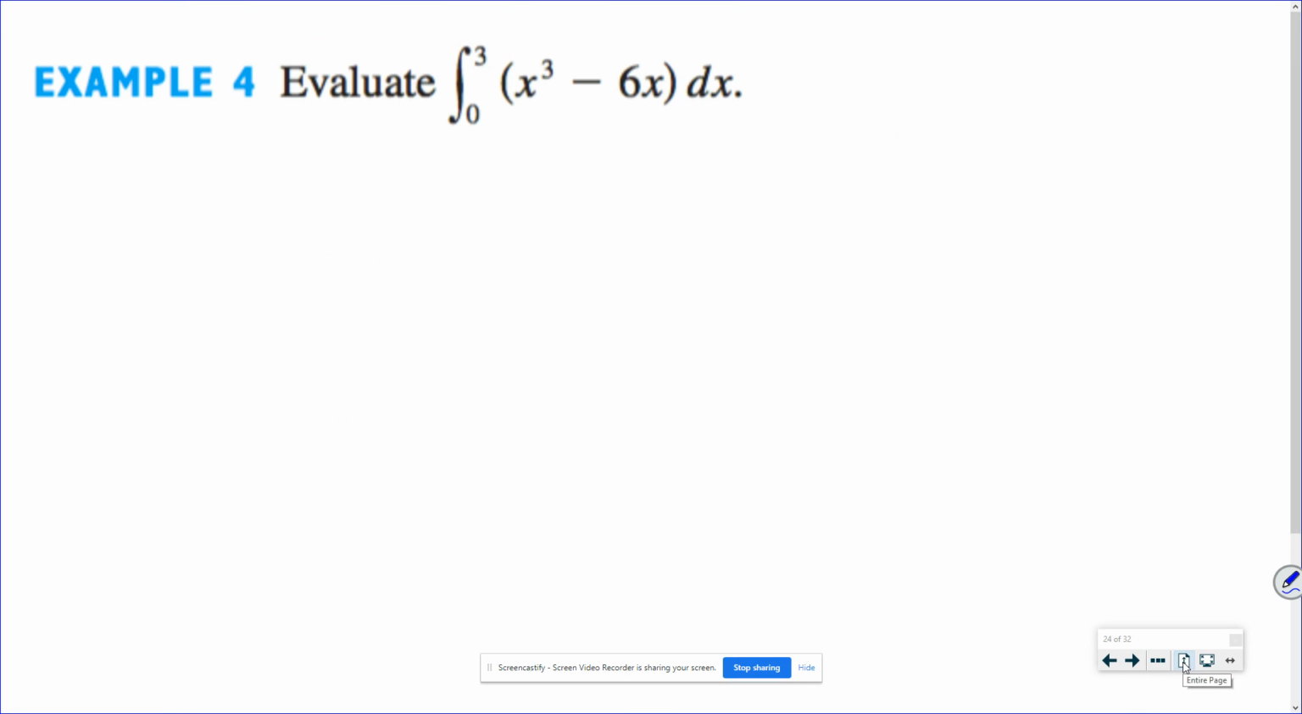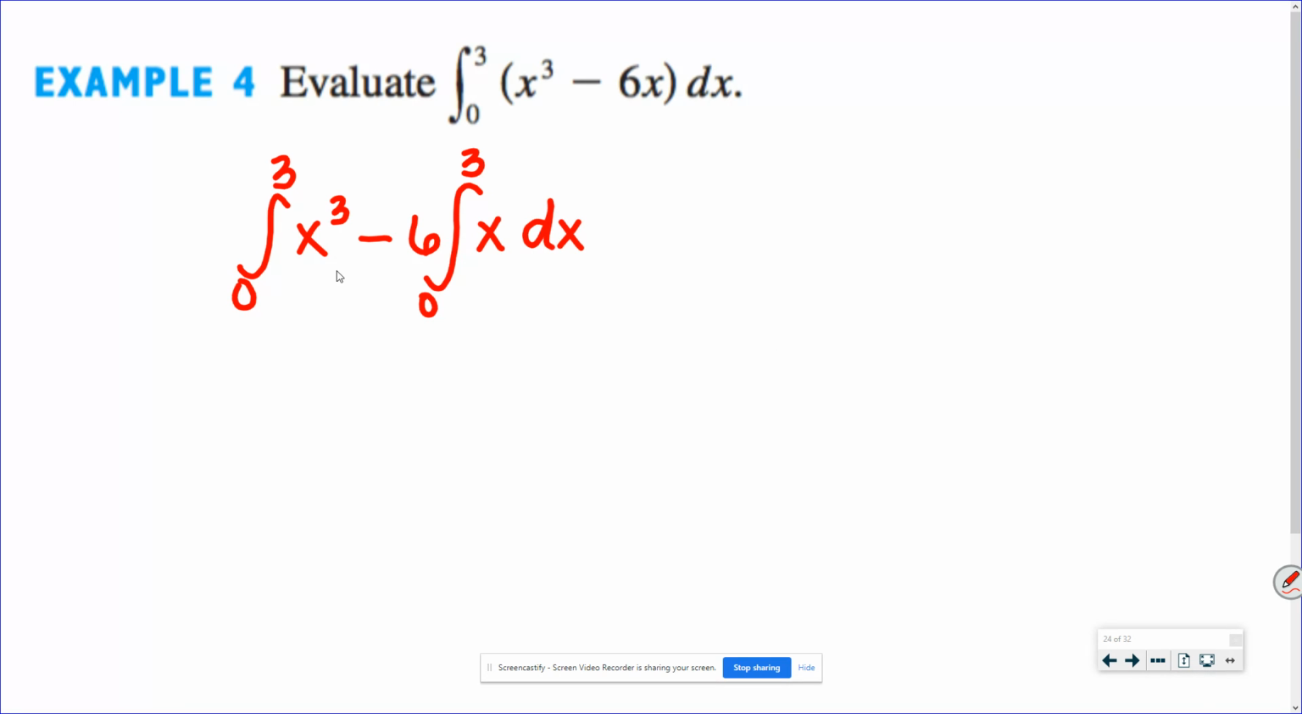Okay, this next example is a definite integral because there are a and b values given. I'm going to go ahead and apply properties to this first. So I'm going to take the 6 out, and I'm also separating into 2 separate integrals so I can look at one thing at a time here.